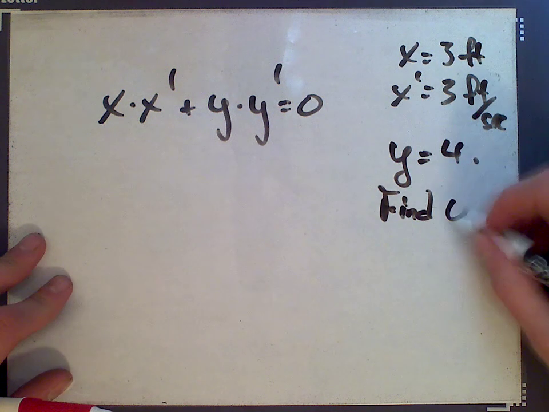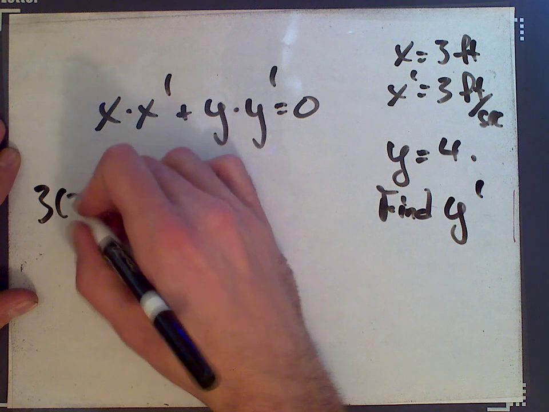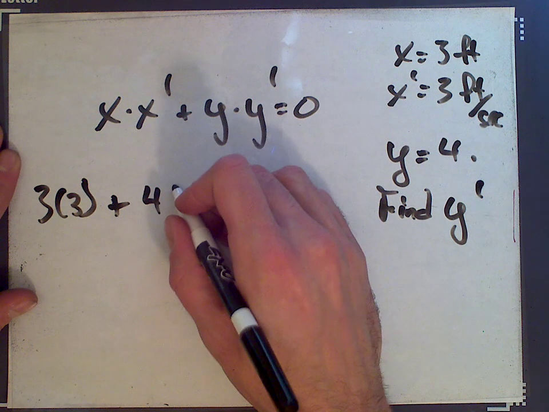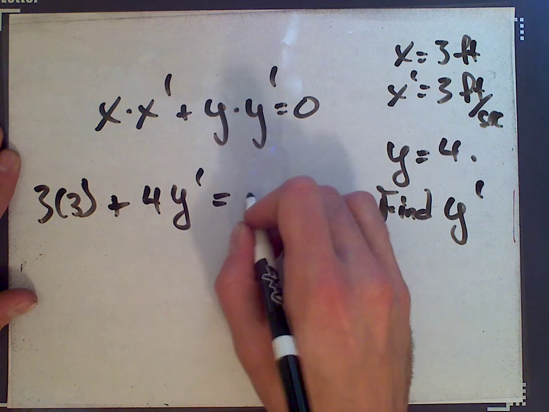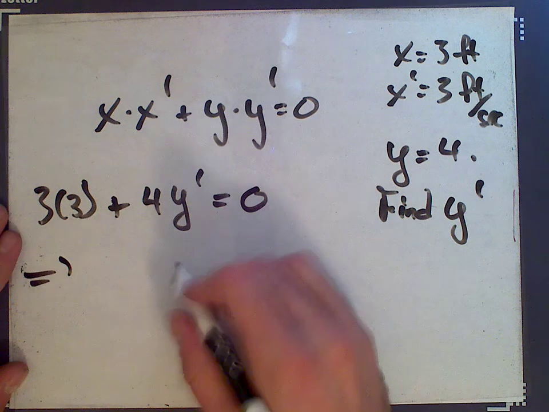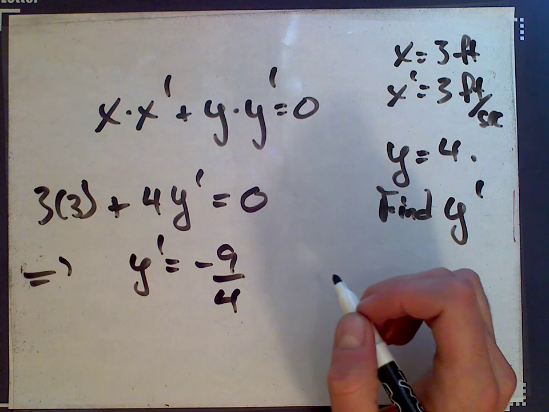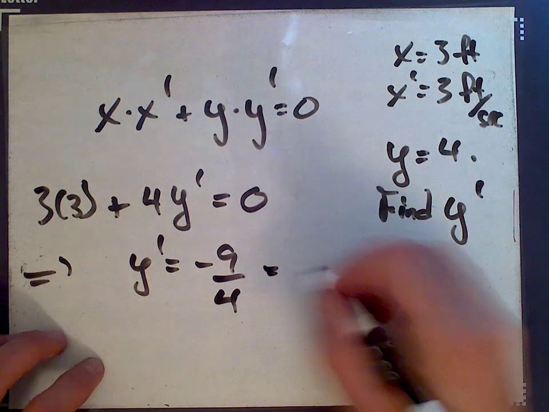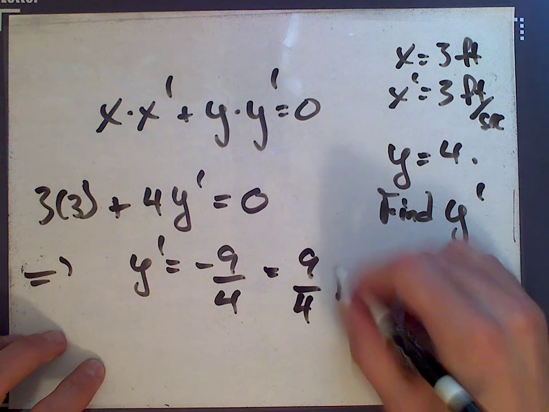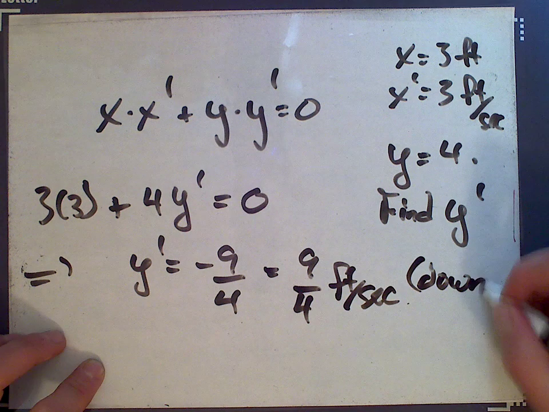Okay, so now this is the goal. Plug everything in up here. We get 3 times 3 plus 4 times y prime is 0. And so we get y prime is negative 9 over 4. I'm going to put in the units here now so that we see the answer. This is 9 over 4 feet per second, and the negative sign means down the wall.